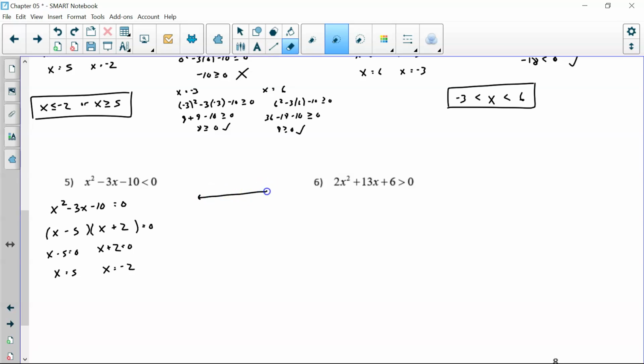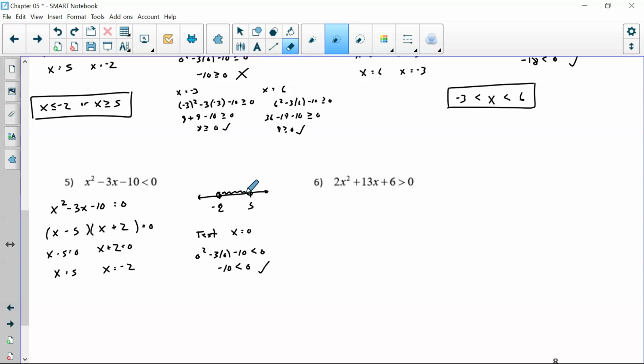Use your number line. There's negative 2 over here, and 5 over here because it's just less than, open dots. So test, 0 is a good one because it's in between. Back into the inequality, 0 squared minus 3 times 0 minus 10 is less than 0. So we get negative 10 is less than 0. And that's true, negative 10 is less than 0, so our shading is in between.